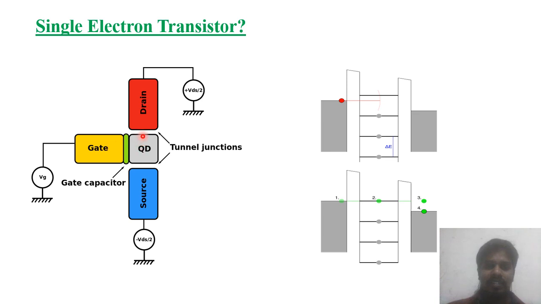Then in between the drain and source, there is a quantum structure. Here QD means the quantum dot. The quantum dot structure, that means it is a mesoscopic structure. Then there is a capacitor between the gate as well as the quantum dot structure. This capacitor will tune the energy level of the quantum dot.